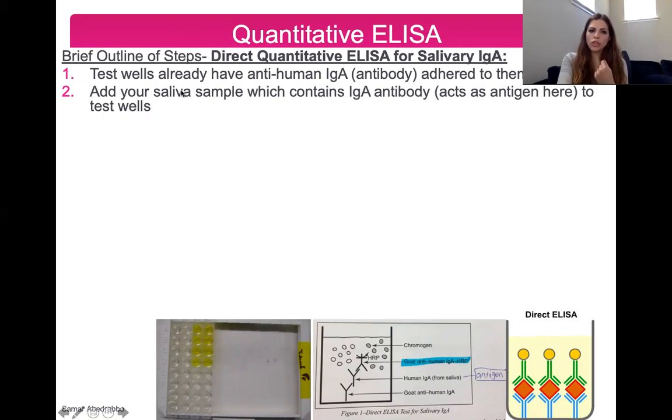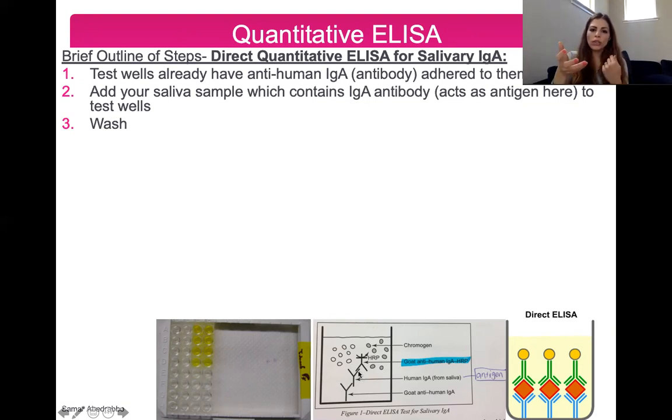So what you're going to do is add your saliva sample. You're going to dilute it first. You're going to take your saliva sample, dilute it with water, and then pipette it on the well. And remember that the IgA from your saliva will bind to the antibody that's stuck on the well. Then you're going to wash the wells because you want to wash away anything that didn't bind. So here's the IgA, it will bind to the anti-human IgA antibody on the wells.